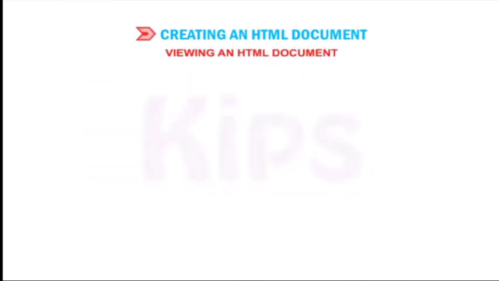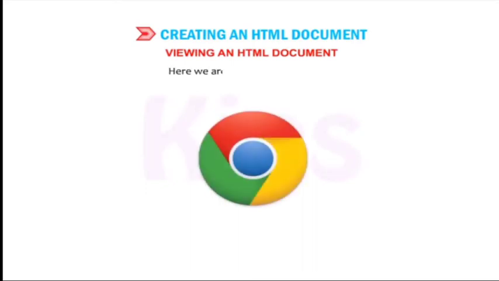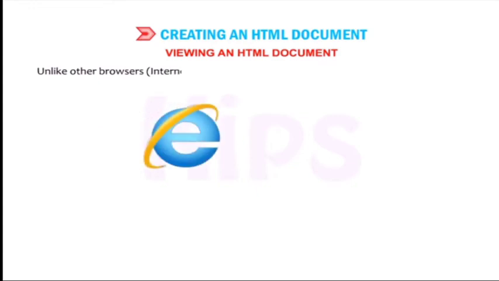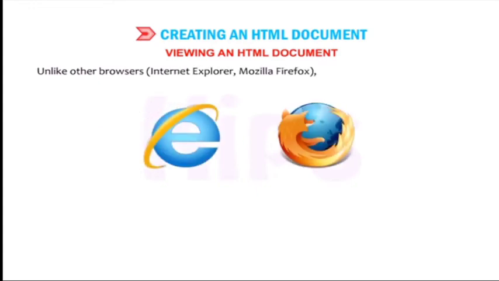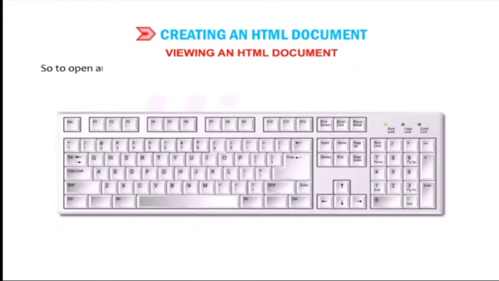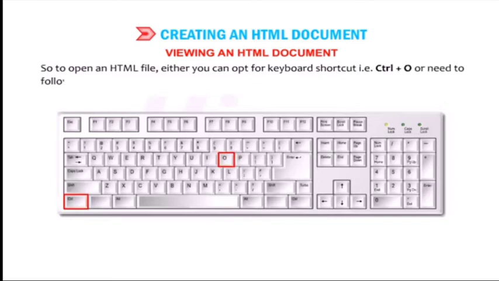Viewing an HTML document. Here we are using Google Chrome. Unlike other browsers, Internet Explorer and Mozilla Firefox, Google Chrome does not have a menu bar. So to open an HTML file, either you can opt for the keyboard shortcut, that is Ctrl+O, or follow the below given steps.